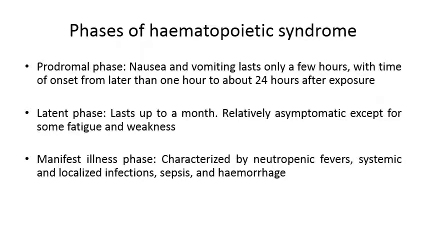Fatigue, malaise, anorexia, and drowsiness may be observed but are not consistently correlated to dose received. The prodromal phase is followed by the latent phase, that lasts up to a month, and is relatively asymptomatic, except for some tiredness and weakness. The latent phase is followed by the manifest illness phase, characterized by neutropenic fevers, systemic and localized infections, sepsis, and hemorrhage.